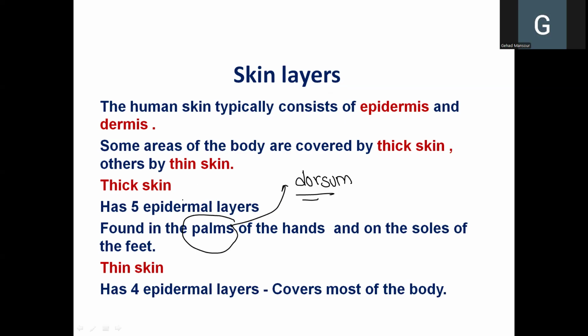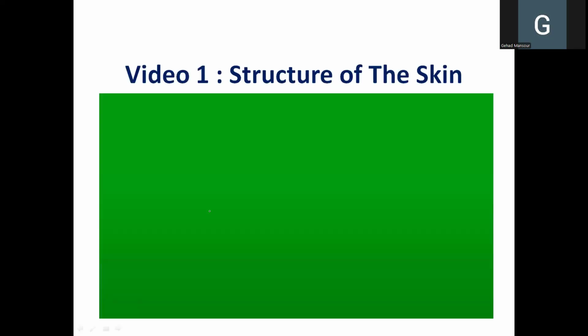So the thick skin actually has 5 epidermal layers, and we will be listing them later on, whereas the thin skin that lies on the rest of the body consists of only 4 epidermal layers. So there is a minority of body parts that are covered by thick skin with 5 epidermal layers, and these are essentially the palms of the hand and the soles of the feet, whereas the rest of the body is covered by thin skin that consists only of 4 epidermal layers.